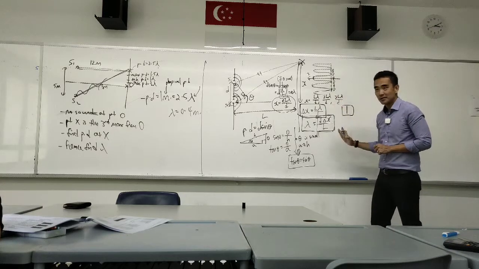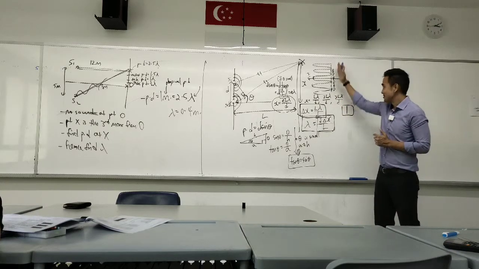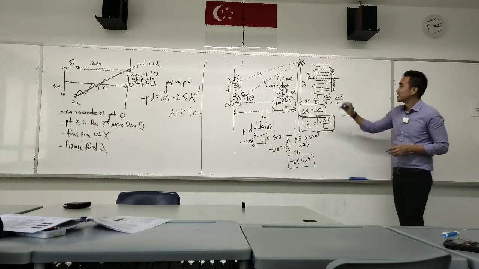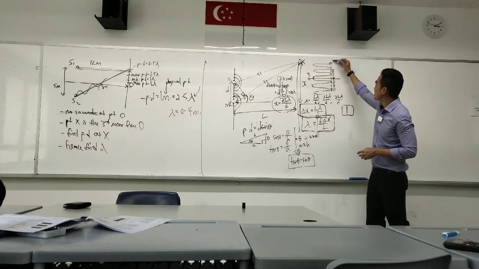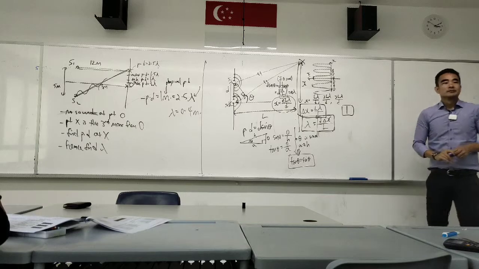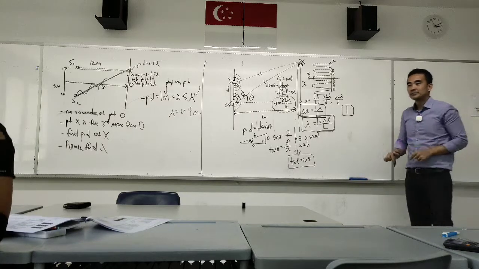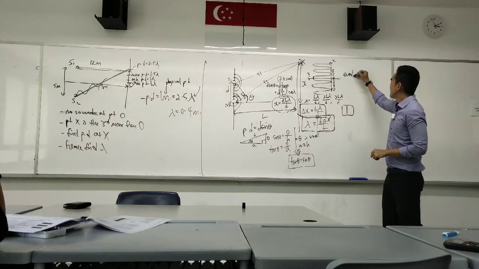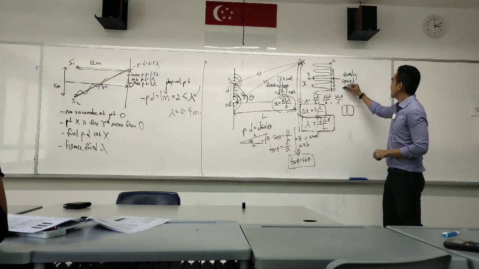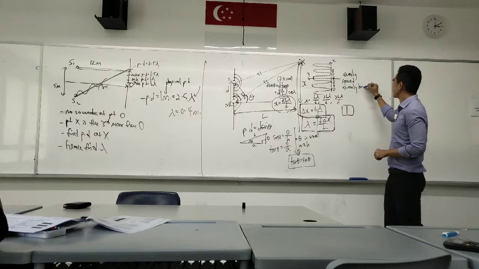Because this is the screen. This is the intensity, this is the position x. So it's narrow strips? Yeah, you see bright, dark, bright, dark, bright, dark, bright, dark. They are evenly spaced and they are evenly bright.